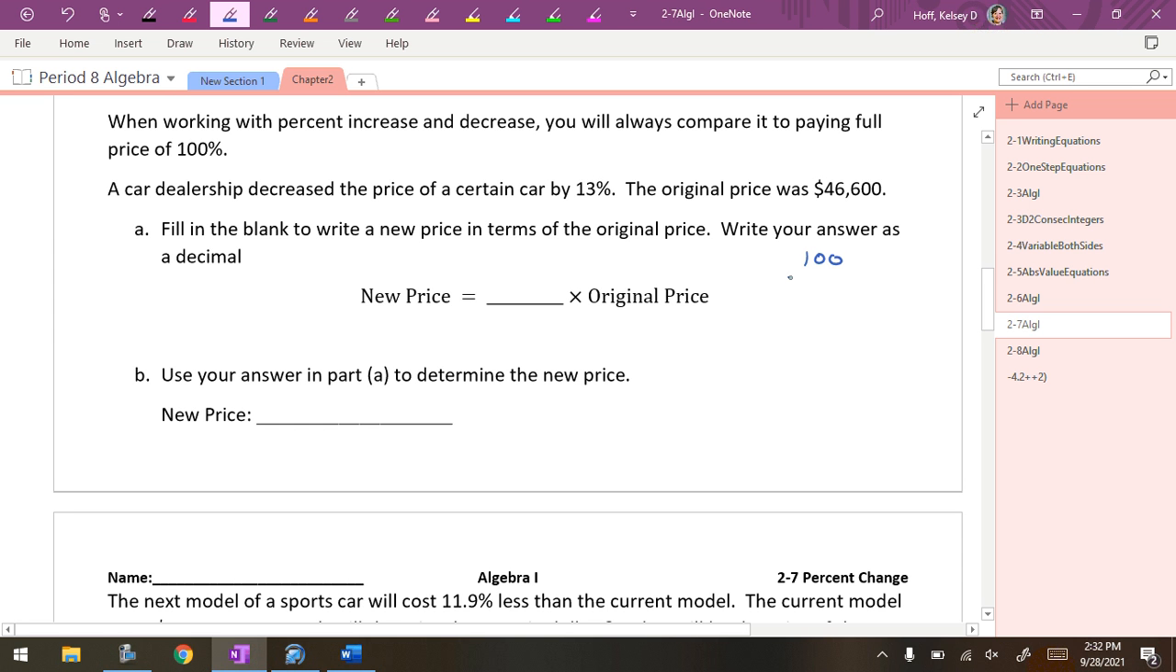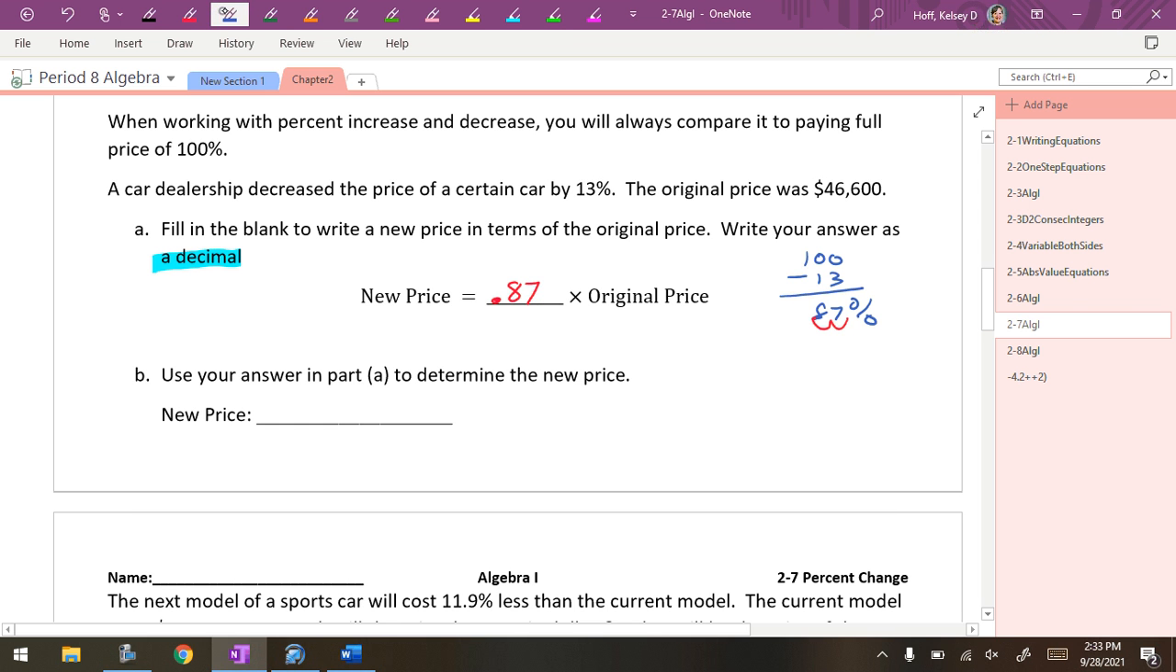Very good. 100% minus 13 gives me 87%. But notice what it says. Write your answer as a decimal. 87% as a decimal is 0.87. You've got to move it twice. Now it says to actually use what you just wrote to determine the new price.